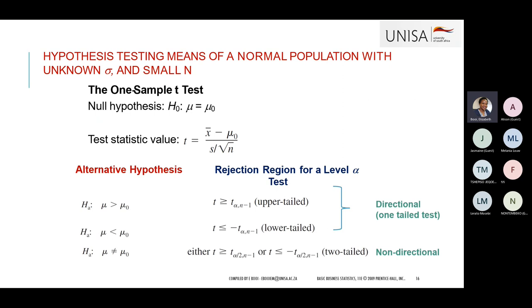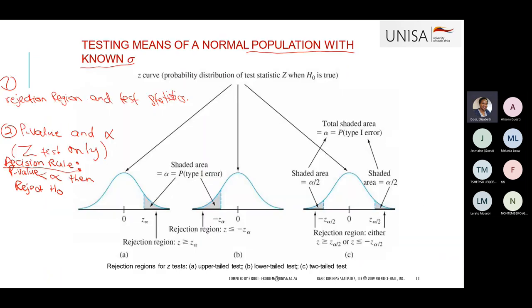So when the population standard deviation is unknown, right? We have been talking about when it's known. When it's unknown, it means we have a smaller sample size, or they haven't given us the population standard deviation, or they don't know what it is. We're working with the sample. Therefore, we are going to use what we call a t-test. So everything stays exactly the same, except when we calculate the test statistic, we use the sample standard deviation instead of your population standard deviation.